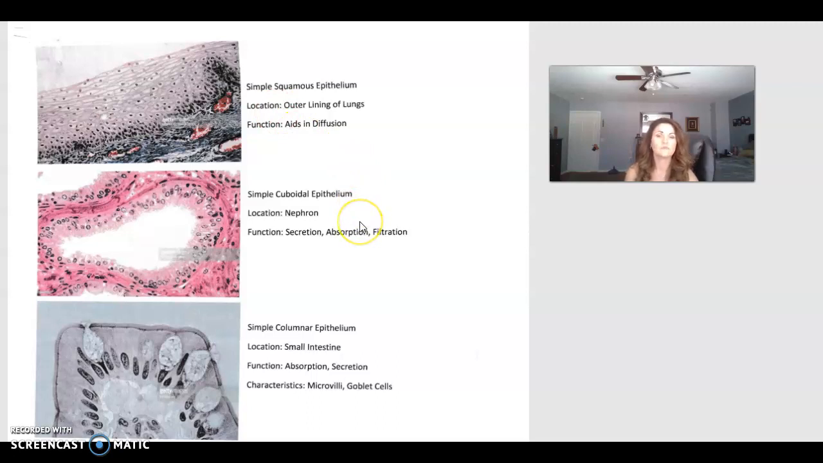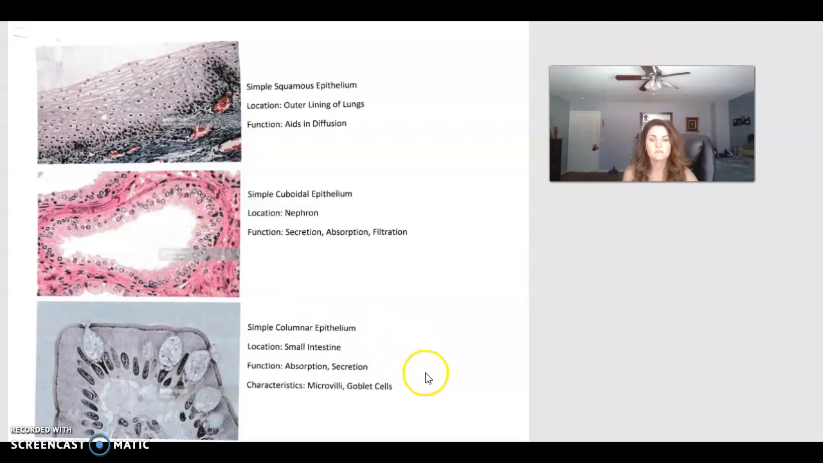Our next is a simple cuboidal epithelium, and this is located in the nephron. The nephron is a microscopic tubule in the kidneys. The function here is for secretion, absorption, and filtration. You can see that these are small box-like cells, and they each contain nuclei that are stacked on top of each other.